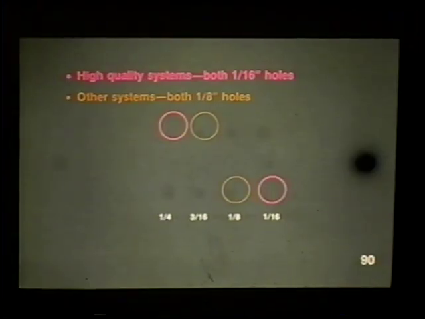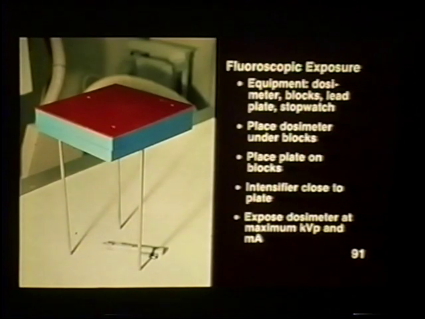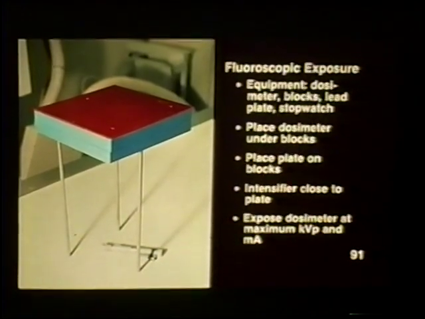Number 91. Under no circumstances should the exposure rate during fluoroscopic imaging exceed 10 Roentgens per minute. If the maximum exposure rate is set too high, patients and equipment users will be receiving unnecessarily high radiation exposure during fluoroscopic procedures. To determine maximum fluoroscopic exposure for a particular system, you will need a direct reading pocket dosimeter, 2 aluminum blocks such as those used in the previous test, a lead plate 7 inches by 7 inches by 1/16 of an inch, and a stopwatch.